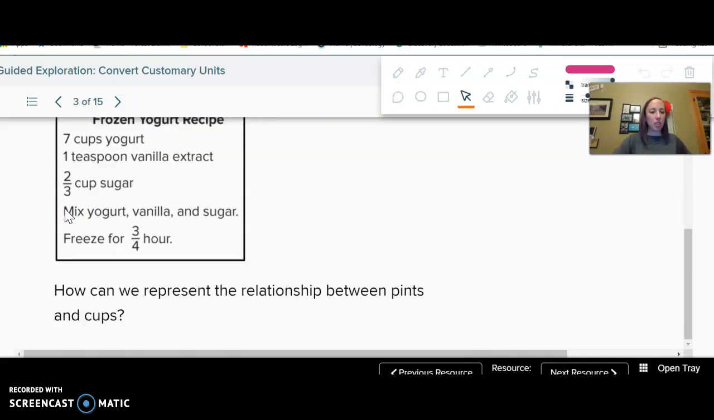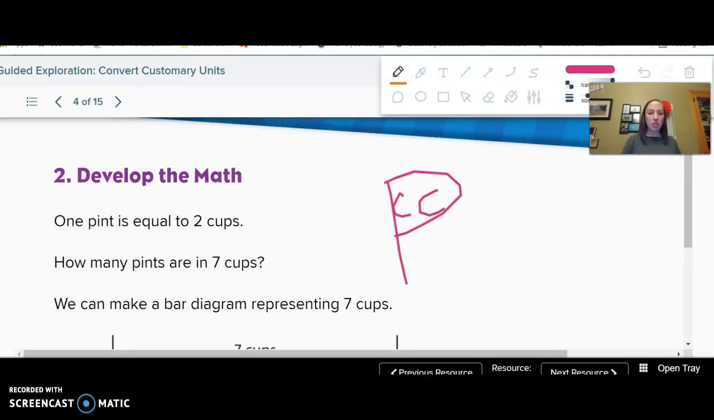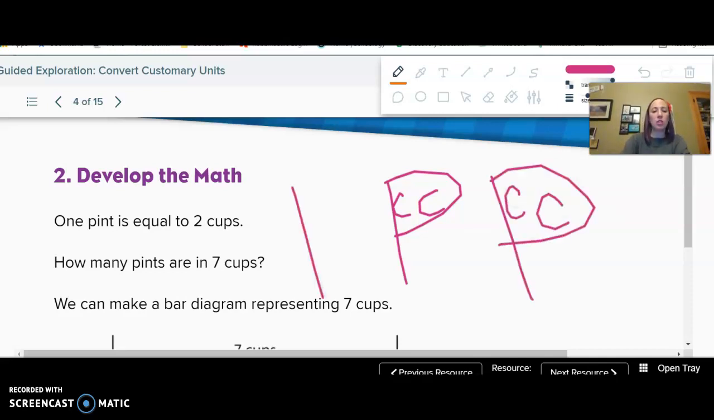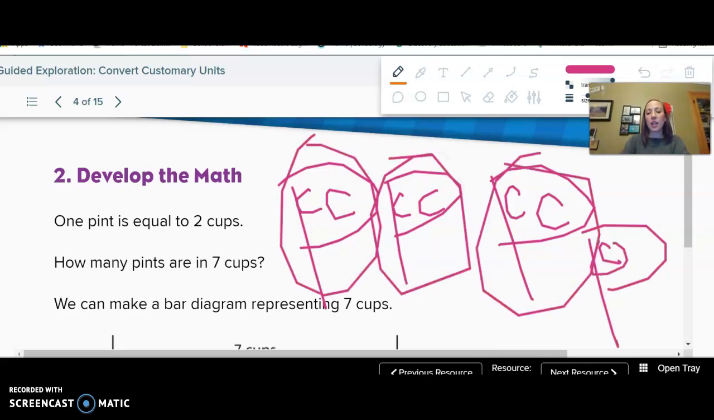So how many pints? How can we represent? We just talked about pints and cups. So remember, 1 pint is 2 cups because in 1 P, there's 2 C's in it. So now we need to think, okay, how many pints are in 7 cups? Or 7 cups is how many pints? Well, if I say, okay, there's 2, 3, 4, 5, 6. Oh, this one I can only fit 1, right? Because that's 7. So I have 3 whole pints, and then I have another half of a pint. So we could say 3 1/2.